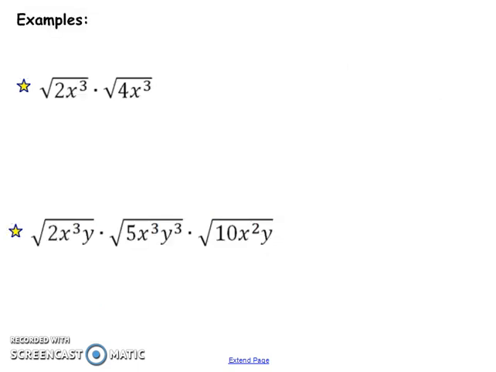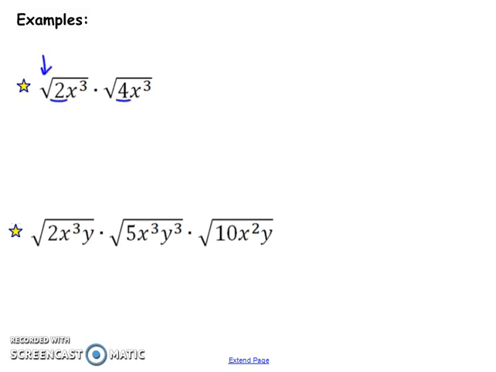So for these examples, we're going to multiply these together and then simplify our answer. Now you can simplify things first if you want to and then multiply at the end. There's more than one way to do the same problem. For our purposes, I'm going to teach you how to do it by multiplying everything first. So we're going to multiply the 2 and the 4.